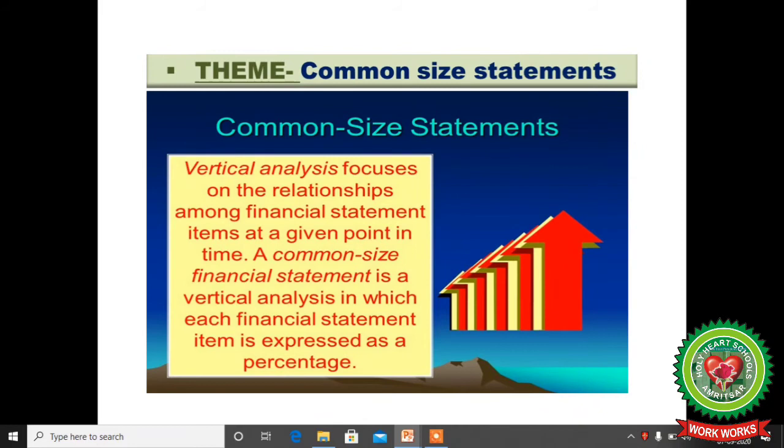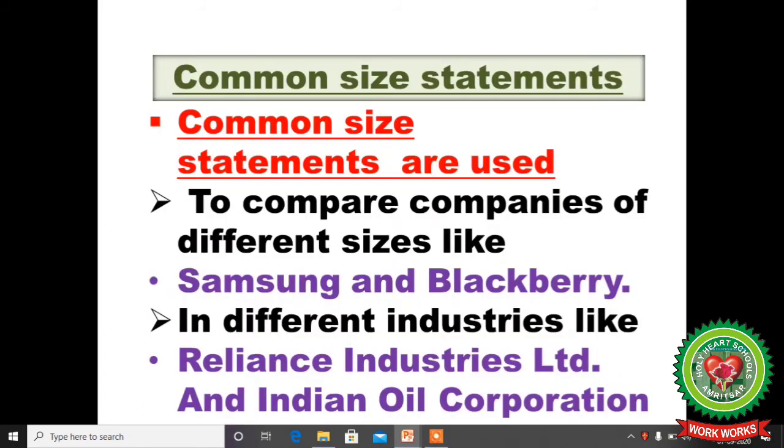The next one is the common size statement. In the common size statement, the only difference is that you consider the base as 100. Okay, and how to compute it? Common size statements are used to compare companies of different sizes. So there are large scale and small scale companies, for example Samsung and BlackBerry.